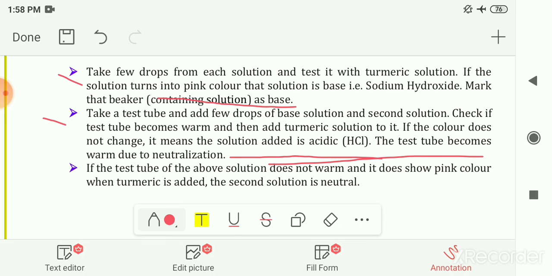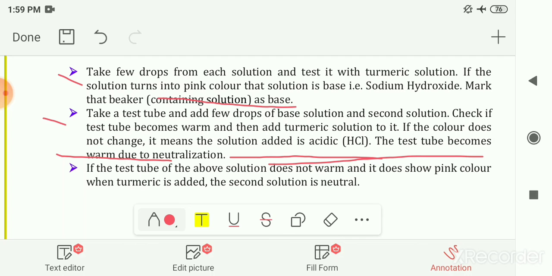of base, that is the effect of sodium hydroxide. That's why the solution turns from basic into neutral. In the neutral solution, as we had seen, the turmeric solution does not show any effect or change its color, so that's why the turmeric solution did not change its color. And the test tube becomes warm, so we can say that the neutralization reaction had taken place in the test tube, because we had seen that in the neutralization reaction heat is released.